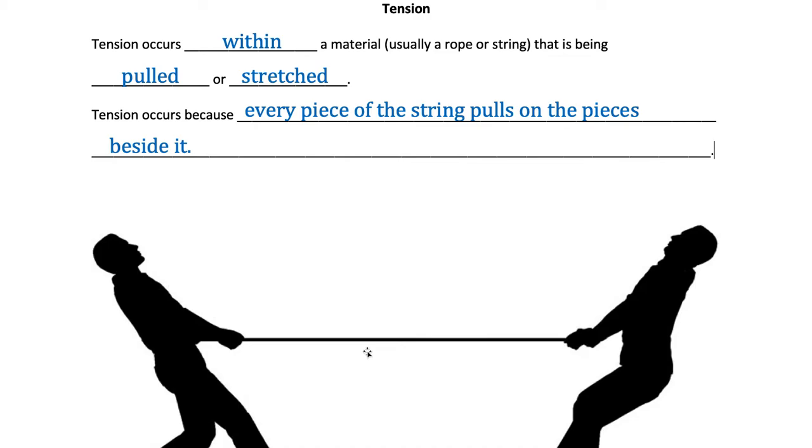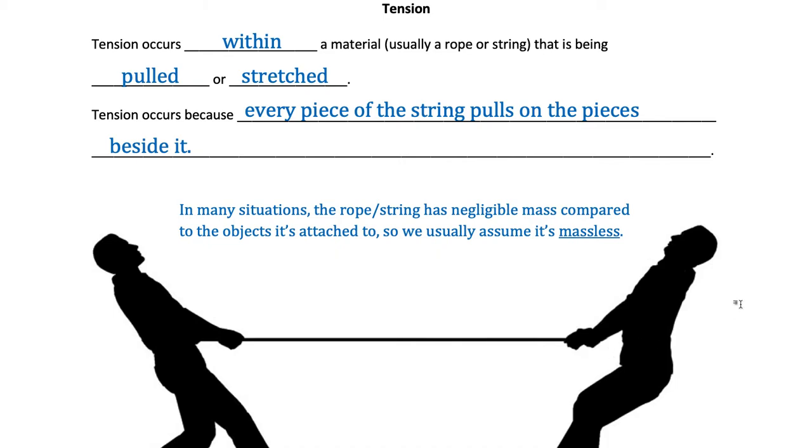But before I go on, I want to talk about one really important assumption that physicists make all the time when they're solving problems with ropes or strings. And that assumption is that the rope or the string has no mass. Now, this seems like a weird assumption to make because obviously rope and string has mass.